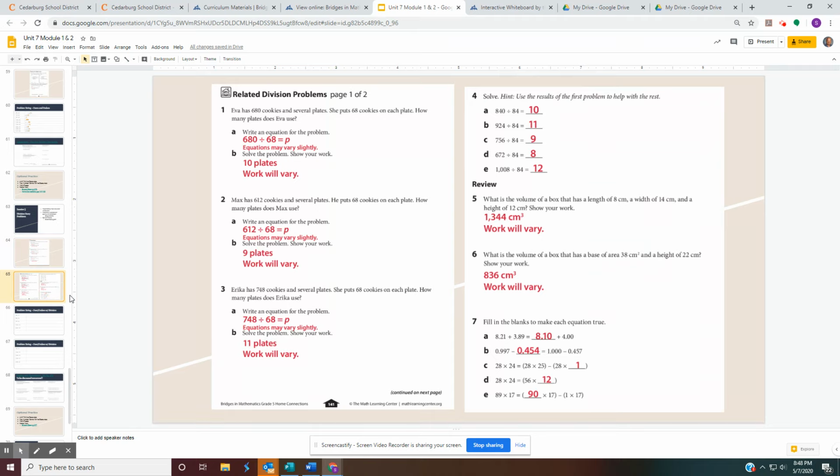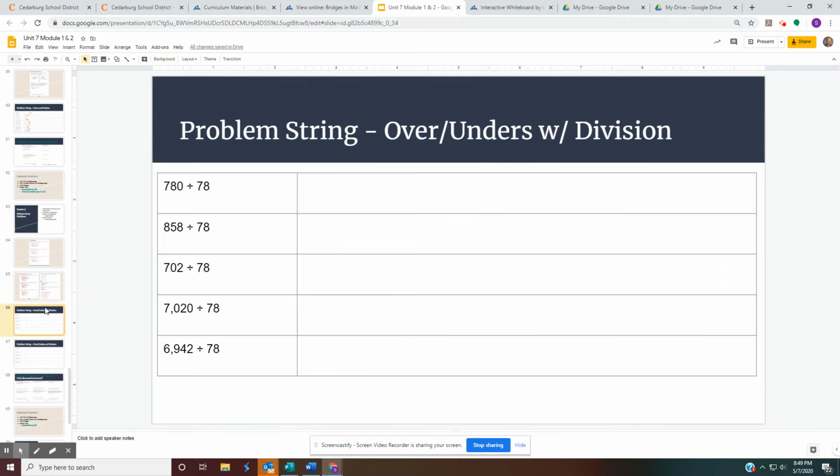Here's 141 and 142 in your home connections book. Again, work will vary, but make sure that you have all the right answers down there. And if you have any questions, please, again, reach out to your teachers. Pause the video, make your corrections, and then start the video when you're all ready. All right, here we go.